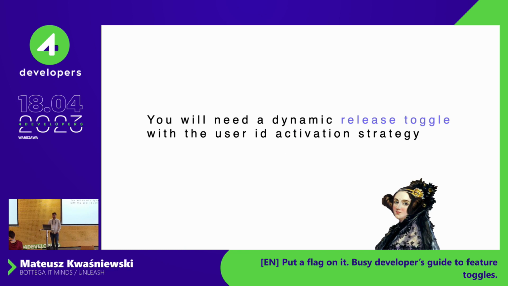And as always, Countess Loveless to the rescue. You will need a dynamic release toggle with the user ID activation strategy. So let's unpack this. She talks about release toggles. Probably there are different toggle types, not just release toggles. She talks about dynamic toggles. So these, unlike the static environment variables we've seen before. And she also talks about activation strategies. So let's unpack those words.